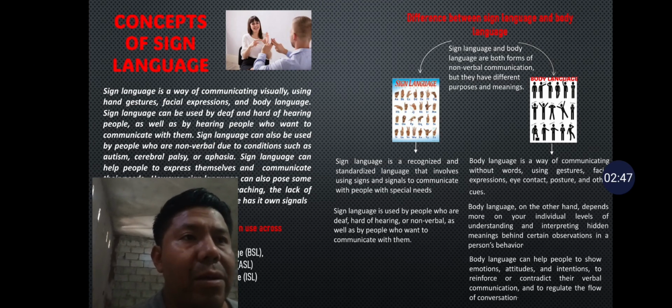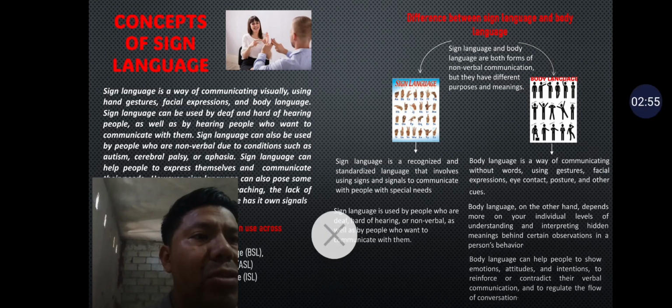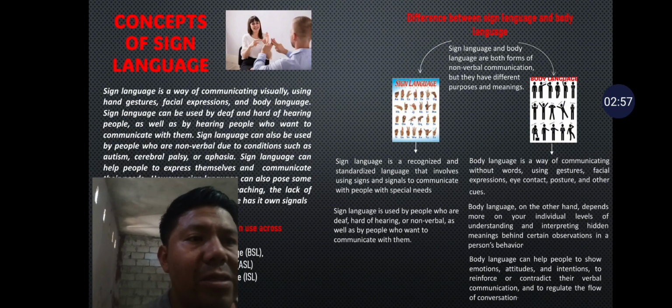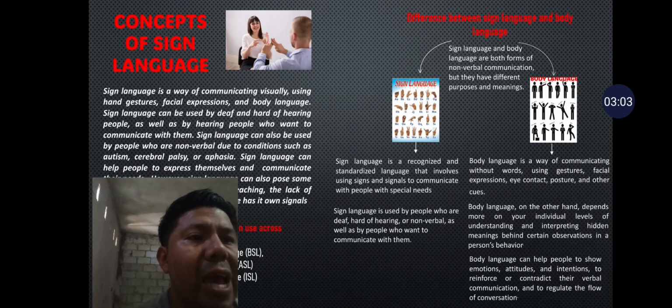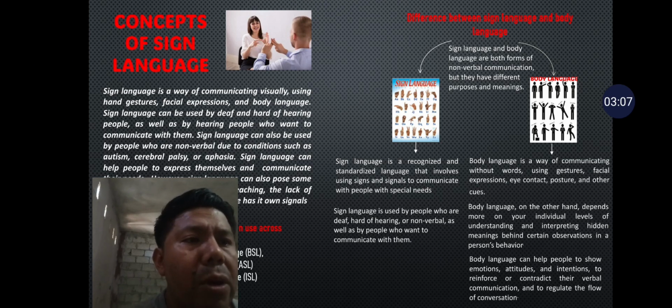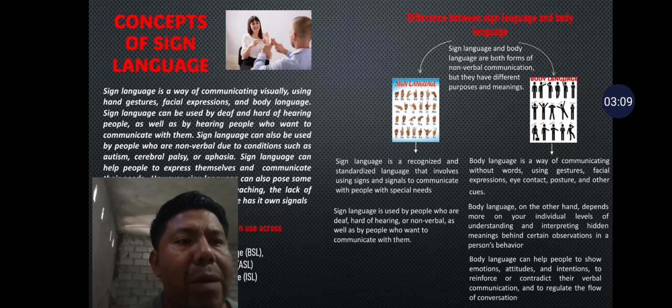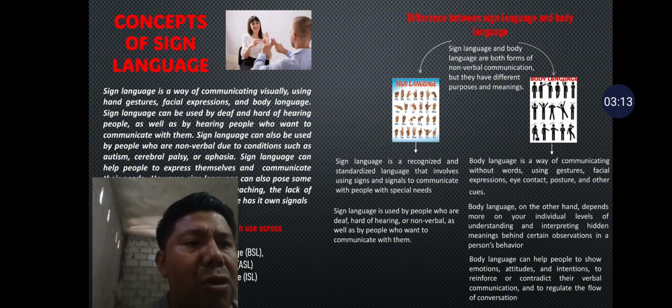On the other hand, we have body language. Body language is a way of communicating without words, using gestures, facial expressions, eye contact, posture, and others. Body language depends more on your individual levels of understanding and interpreting the hidden meanings behind certain observations in a person's behavior. Body language can help people to show emotions, attitudes, and intentions, to reinforce or contradict their verbal communication, and regulate the flow of conversation.